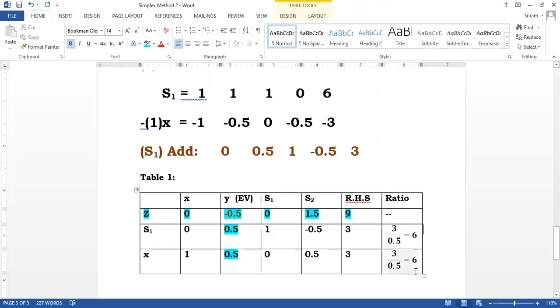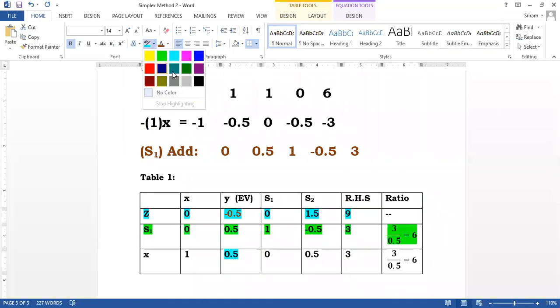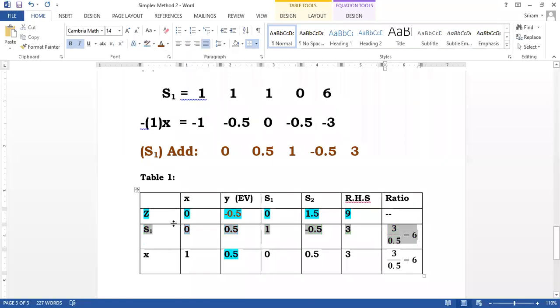Teacher, both the numbers are the same. Which number am I going to take now? 6, 6. Already we have x, so we are not going to disturb x. We are going to take the next value. What is the next value? S1. We are going to take S1 as the leaving variable.